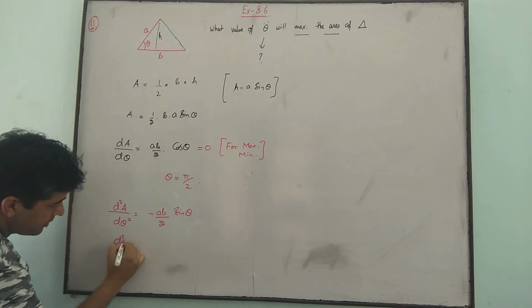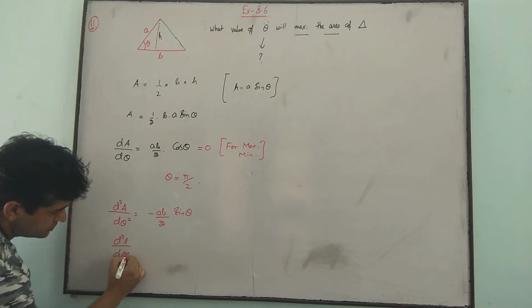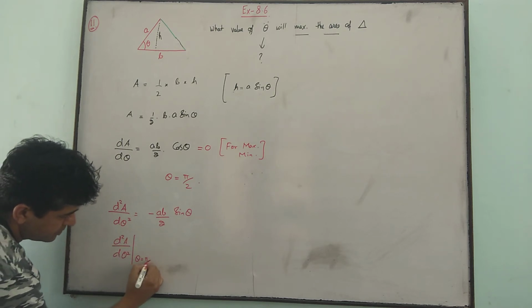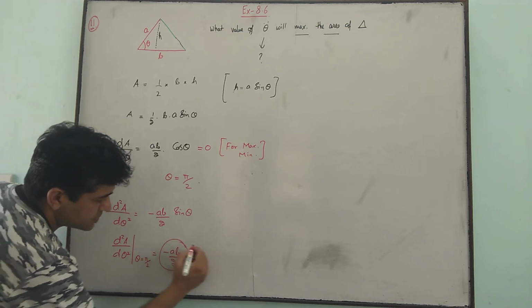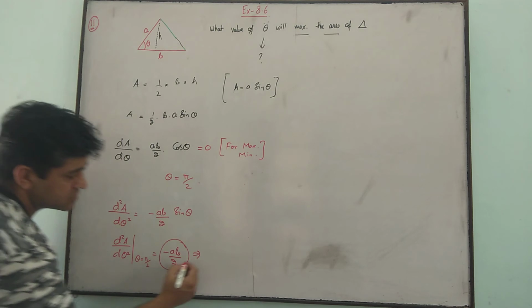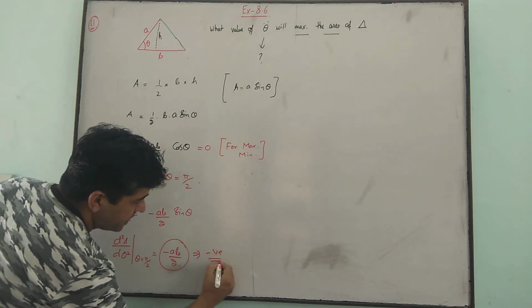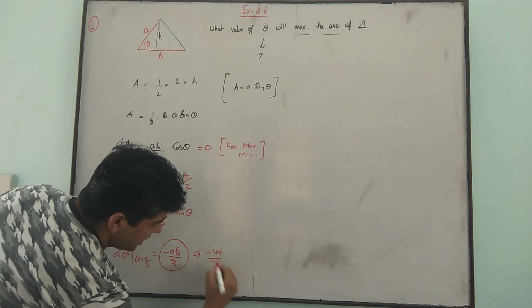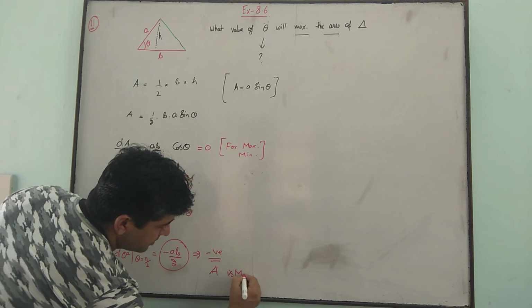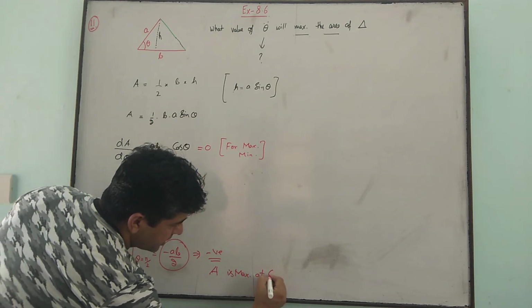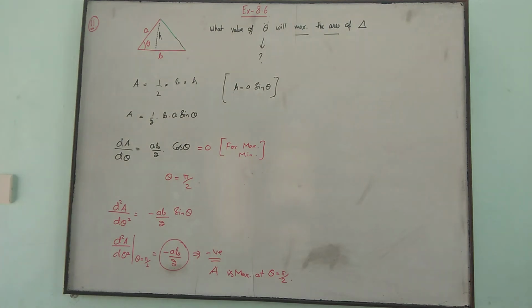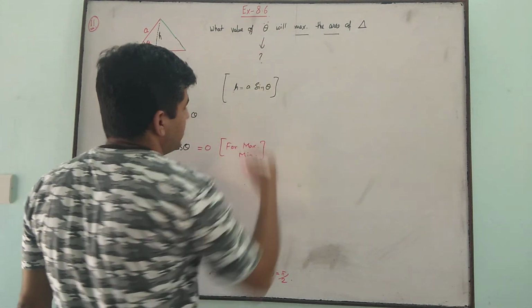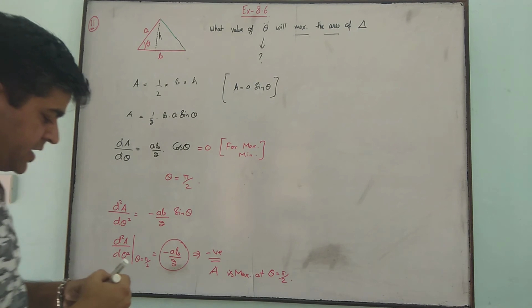At theta pi by 2, sin pi by 2 is 1, so as A and B are sides, this whole thing is negative. Negative means that area is maximum at theta equal to pi by 2, and that is what you need to find. For what value of theta will your area be maximum?